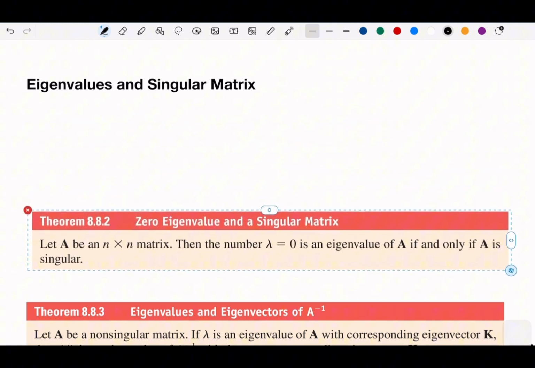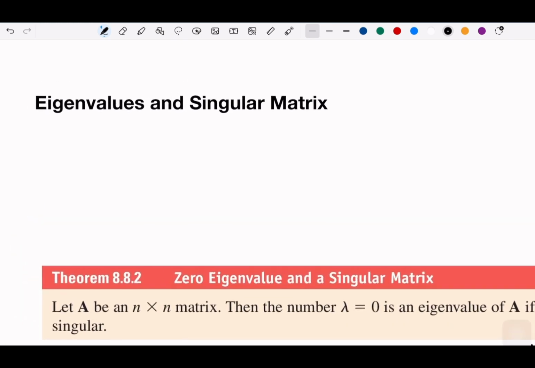So let me write here. If we have the standard form for the eigenvalue as this, right? We multiply the matrix A with some vector k, and we are going to get lambda multiplied with the vector k. And suppose that this eigenvalue is 0, then what we have is actually 0 multiplied by k, which is going to be 0.